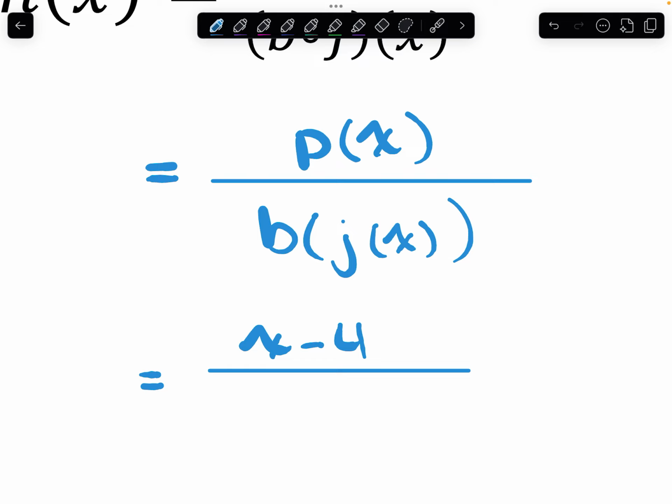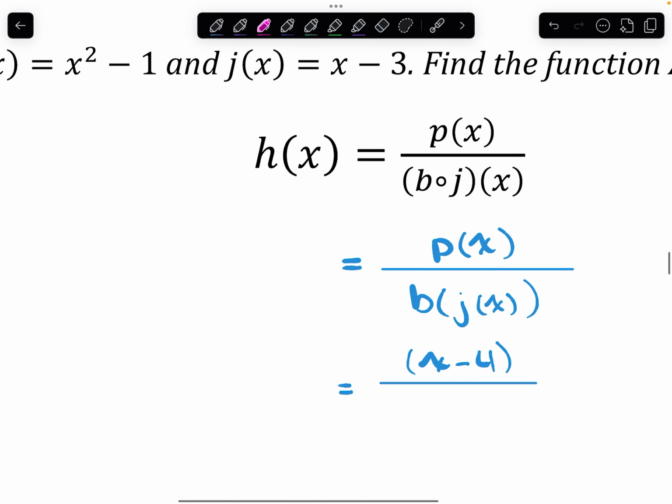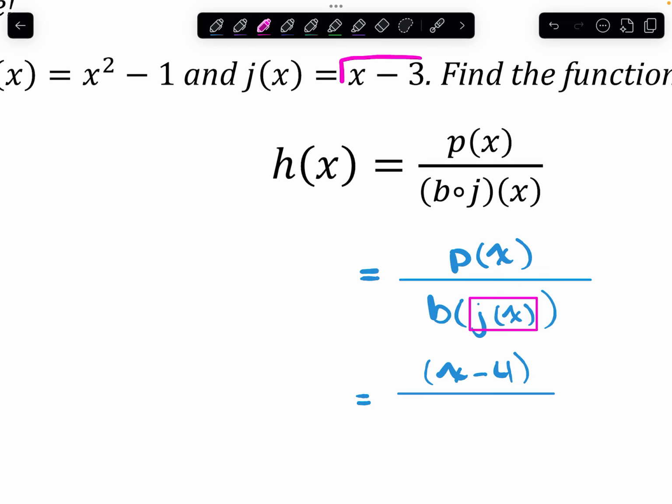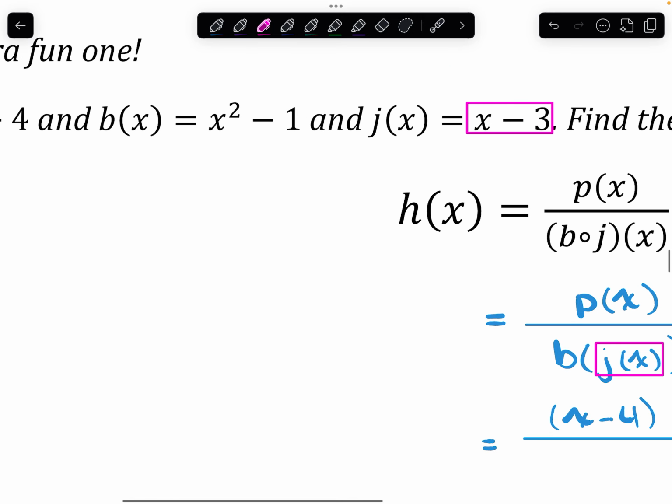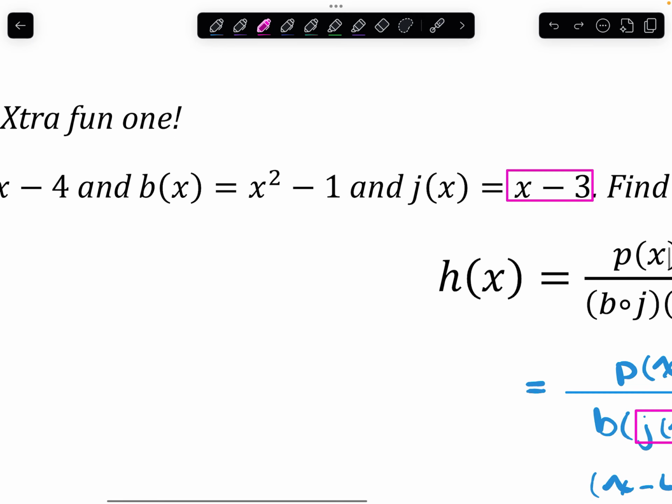So x minus 4 goes in on the numerator. Then we have the composition on the bottom, so we're being asked to plug the function j into the function b, and then all of that goes in the denominator. So the function j is here. The function b, we're going to take j and replace it where that x was.